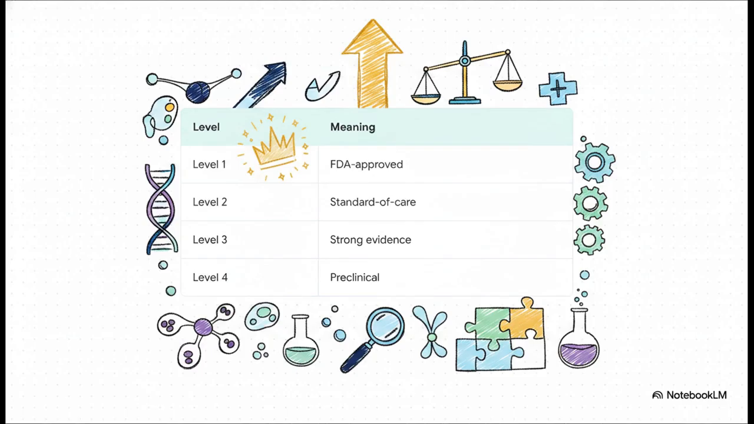It means there's an FDA-approved biomarker for that specific cancer type. Level 2 is your standard of care evidence. As you move down to level 3, the clinical evidence is strong but a bit limited. And notice the really sharp drop-off when you hit level 4, which basically just points to biological or preclinical potential, not something you want to base a major treatment decision on just yet.